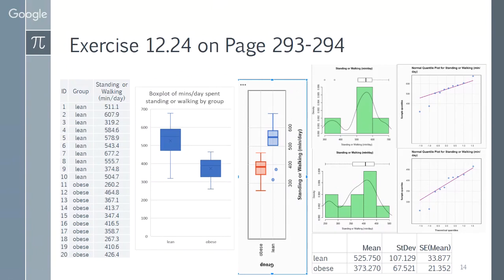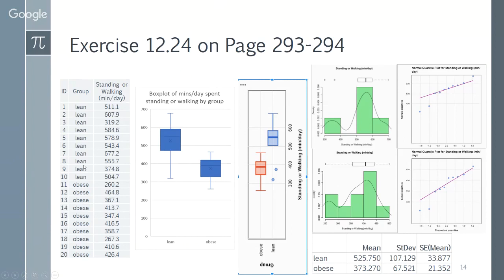This was a study done on daily activity levels. And we have two different groups. We have a lean group and an obese group, and we have measured how much time per day they stand or walk. We want to see if there's a difference, if lean people stand or walk more than obese people. So we have our data here. This is just our data table.